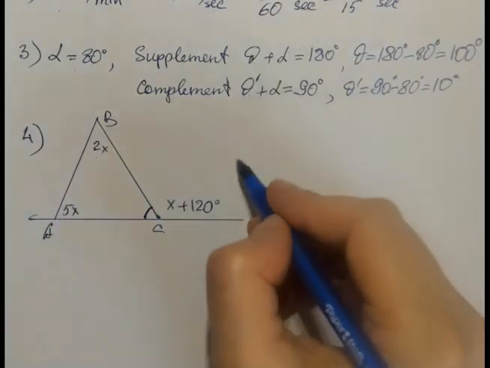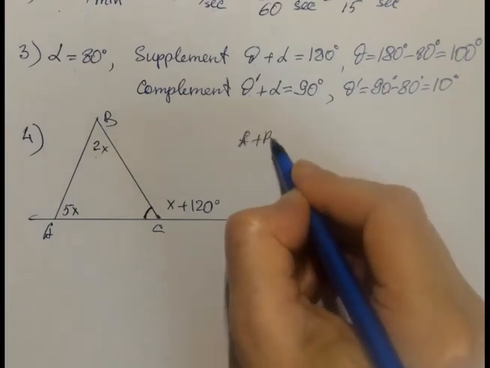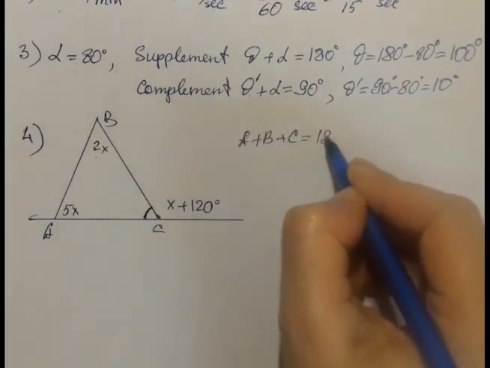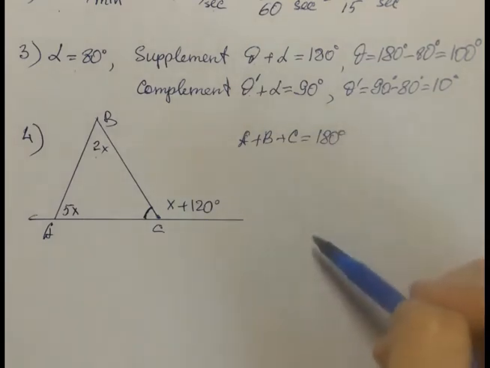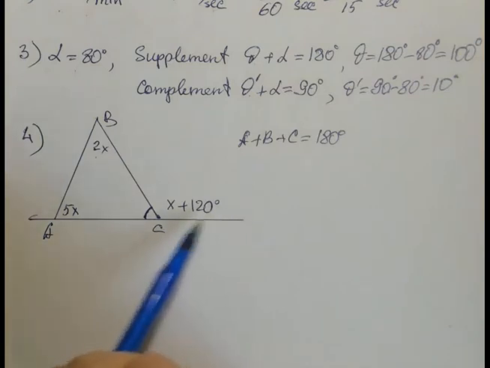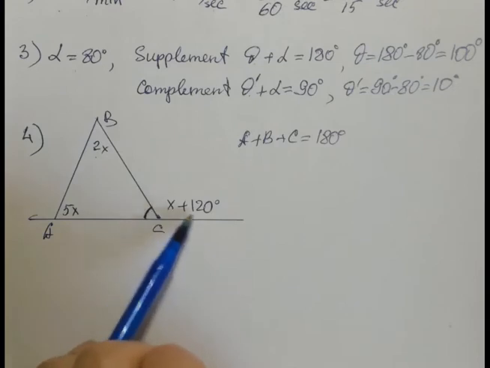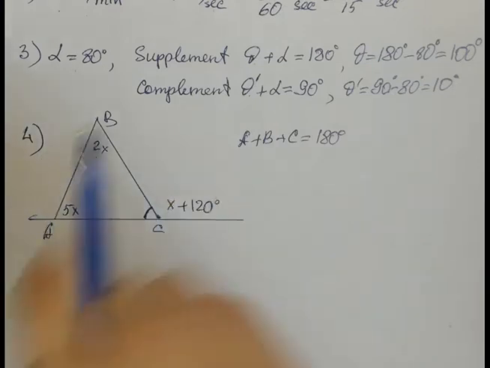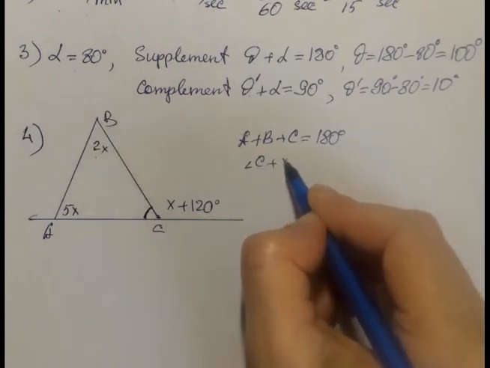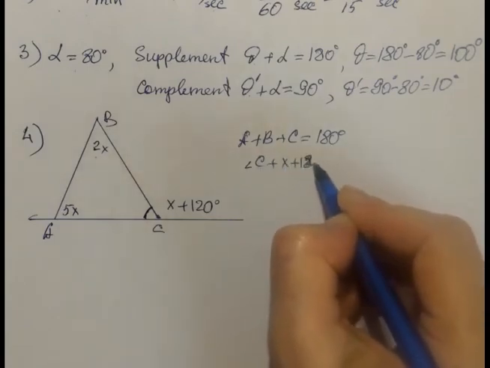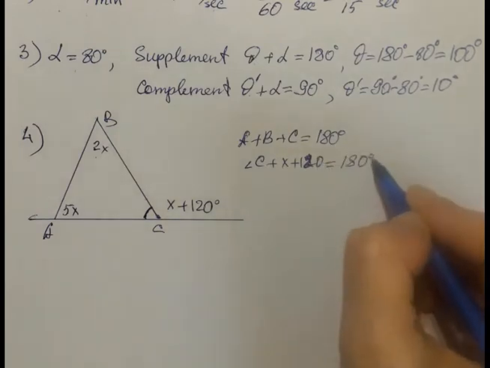So what can we write about these angles A, B, and C? A plus B plus C equals 180 degrees for every triangle. What else do you know about this? We have a straight angle here, and the angle C and angle x plus 120 are supplementary angles. So angle C plus x plus 120 must be equal to 180 degrees.